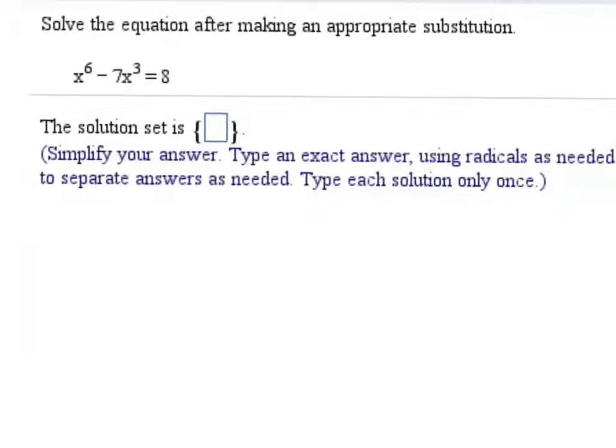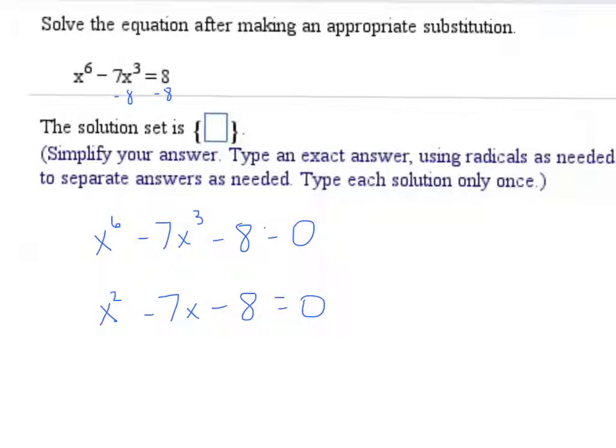Alright, for this one, I would first start by getting everything on the same side of the equals mark. So I would subtract 8 from both sides of x to the 6 minus 7x cubed equals 8, giving x to the 6 minus 7x cubed minus 8 equals 0. Now I'm going to figure out what I need to do to make it look like a quadratic. My quadratic would look like x squared minus 7x minus 8 equals 0.